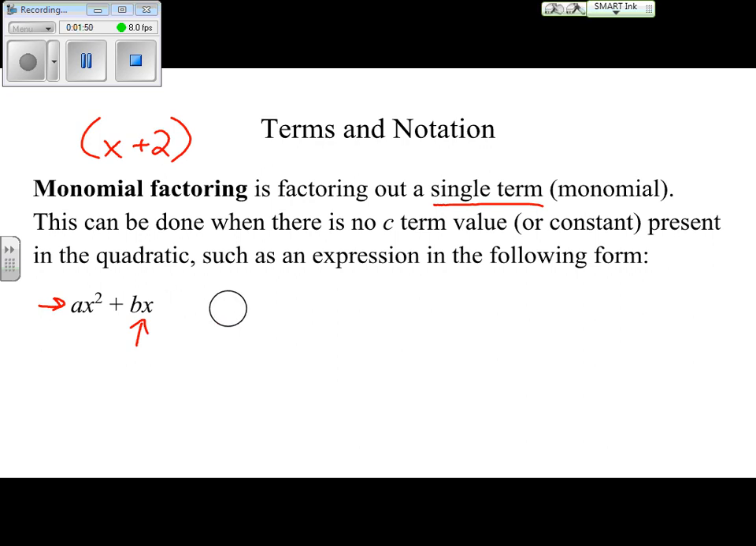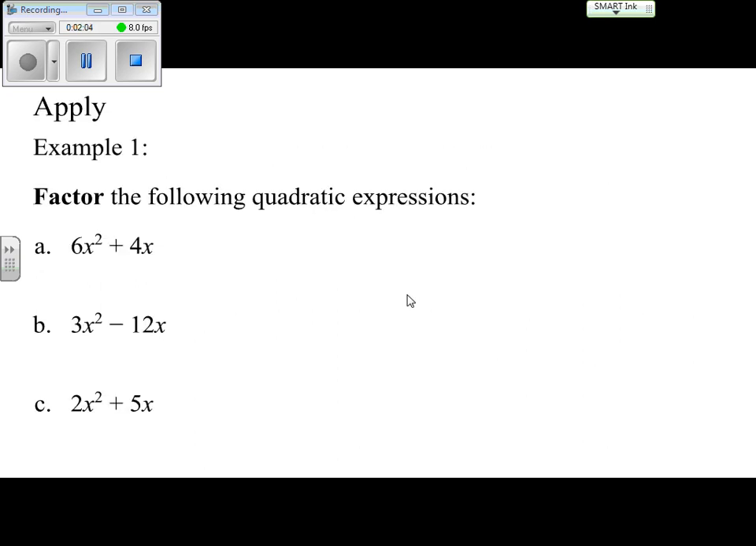But when there's no c term, we can do something known as monomial factoring, where we just pull out a single term. So let's look at a couple examples of monomial factoring. And again, this is actual factoring when there's no c value. So on our first one here, we have two terms, 6x squared plus 4x.